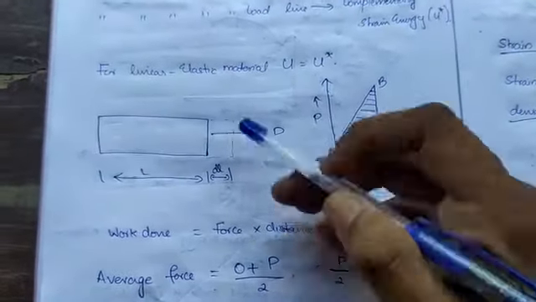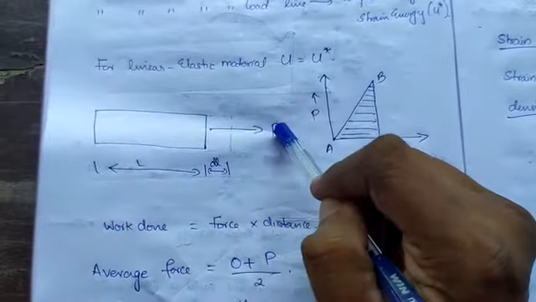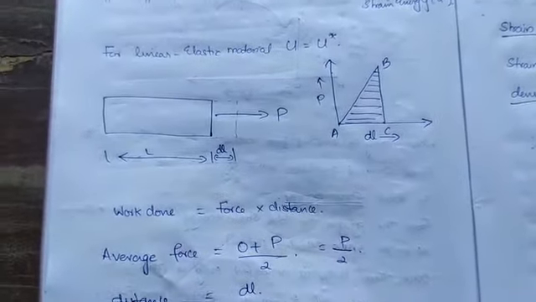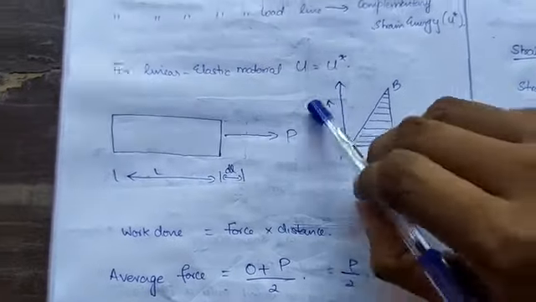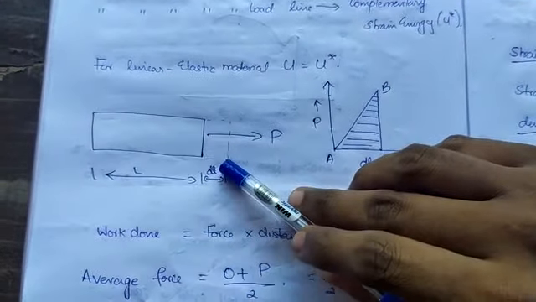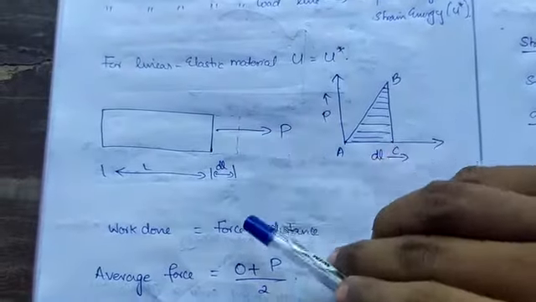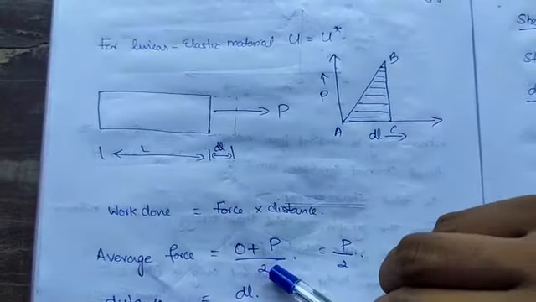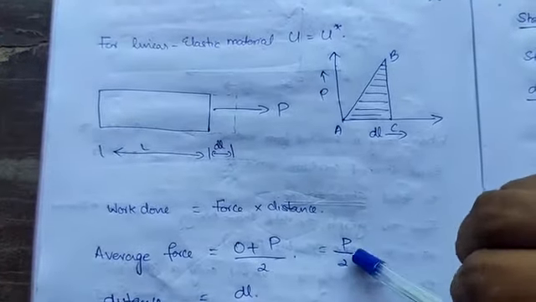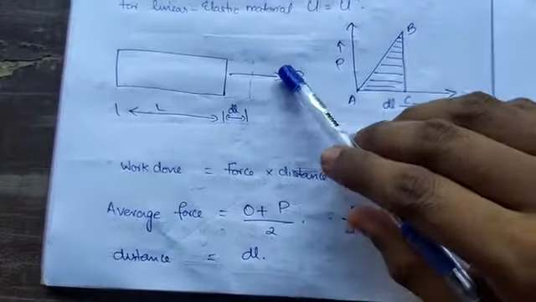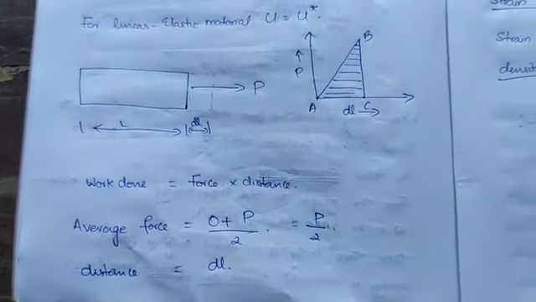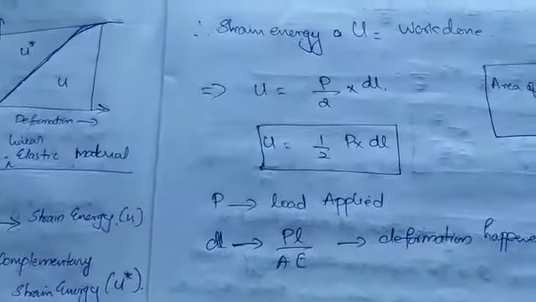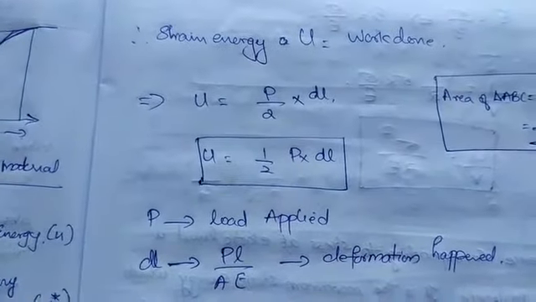So average force: if I am pulling an object with a force P, having length L, and it is deforming with an elongation of dl, that means the force applied here goes from 0 to P. So you need to take the average force, (0 plus P) by 2, which is equal to P by 2. The distance, that means the elongation, is dl, then P by 2 into dl is the total strain energy.